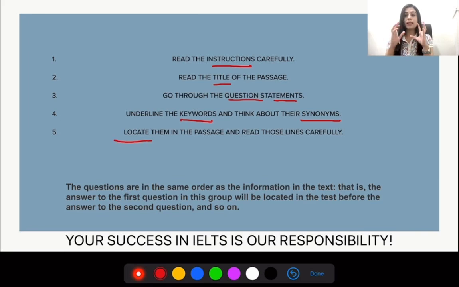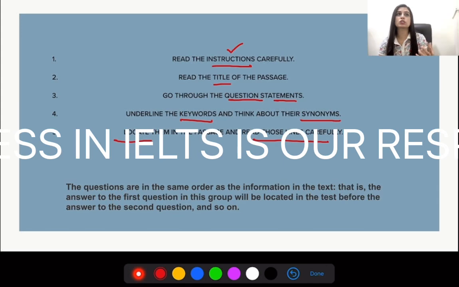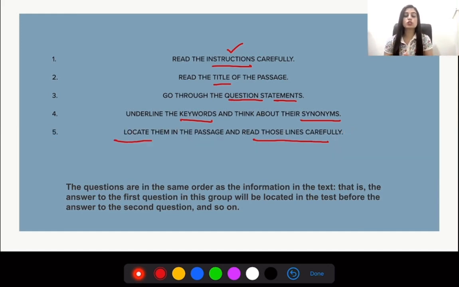Once you locate that particular part of the passage or those particular lines, you have to read them carefully and then finally understand and answer the question by keeping in mind the instructions. In questions like short answer questions and even in sentence completion questions, there would be instructions like not more than 2 words, 1 word only, not more than 3 words and or a number. Such instructions would be given to you, and whenever you're answering the question, you have to adhere to the word limit or adhere to the instructions.